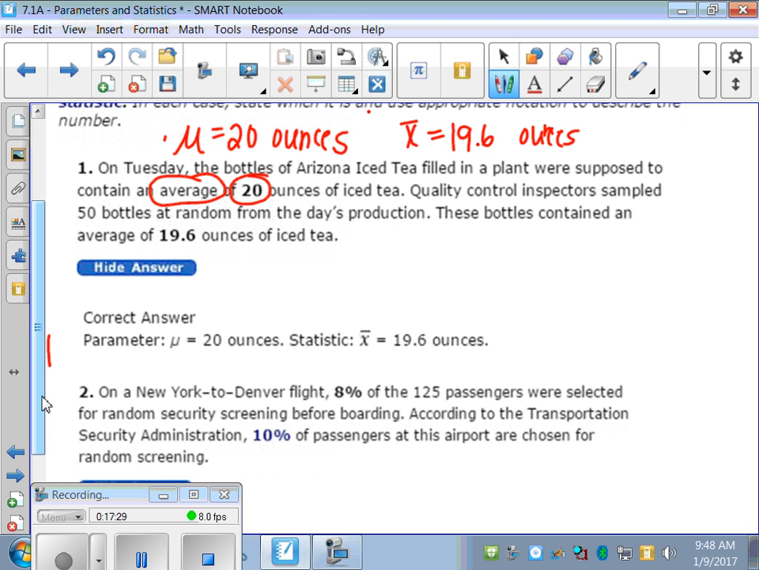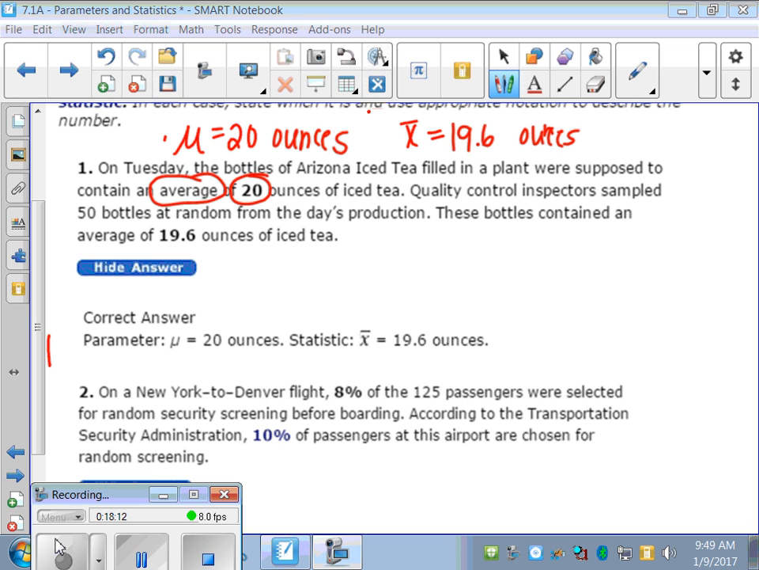On a New York to Denver flight, 8% of the 125 passengers were selected for random security screening before boarding. According to the Transportation Security Administration, 10% of passengers at this airport are chosen for random screening. So 8% of the 125 passengers that were selected had to do the random screening, but according to the Transportation Security Administration, 10% are chosen for random screening. Okay, so these are percentages, you guys. So are we using mu and X bar on this one? No. Okay, so try this one on your paper.